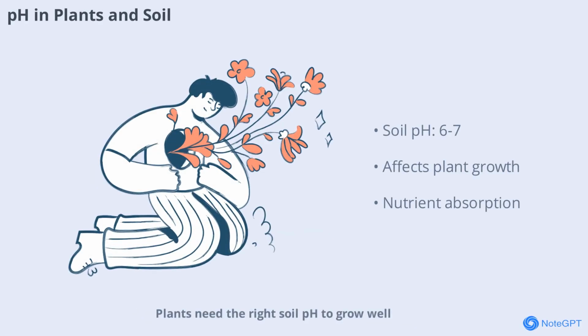Plants need the right soil pH to grow well. Most plants prefer soil that is slightly acidic to neutral, around pH 6 to 7. If the soil is too acidic or too basic, plants may not absorb nutrients properly. Gardeners often test soil and adjust it using lime or sulfur. Understanding soil helps ensure healthy plants and good harvests.